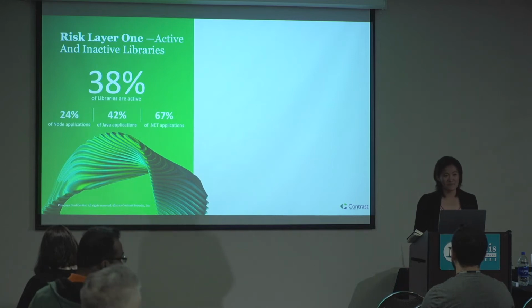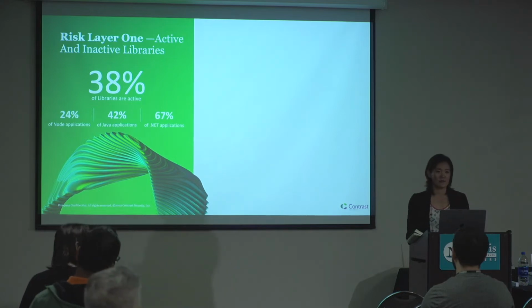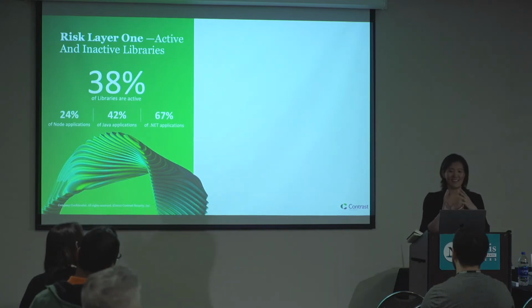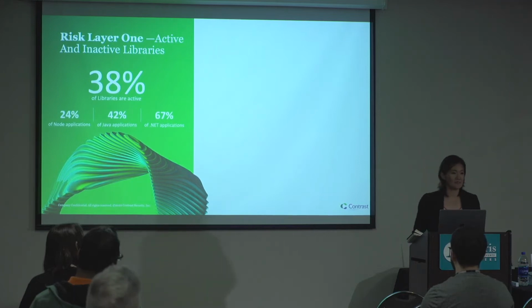On this number, does that also include dev dependencies versus production? Actually, for our analysis, it's any app that was uploaded into our system, so it could contain dev and it could contain production. So yeah, it's just everything.